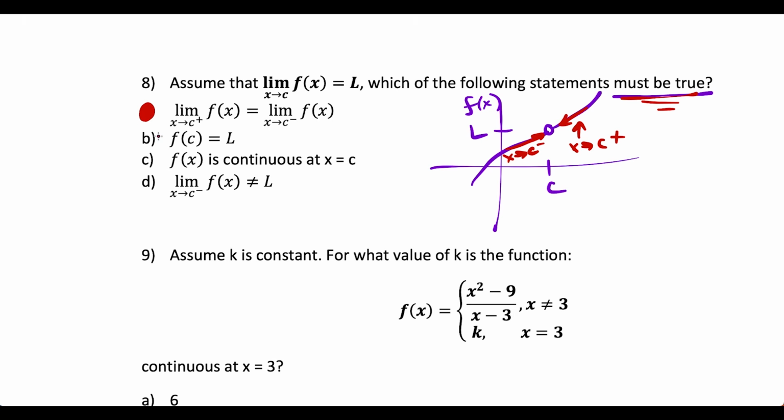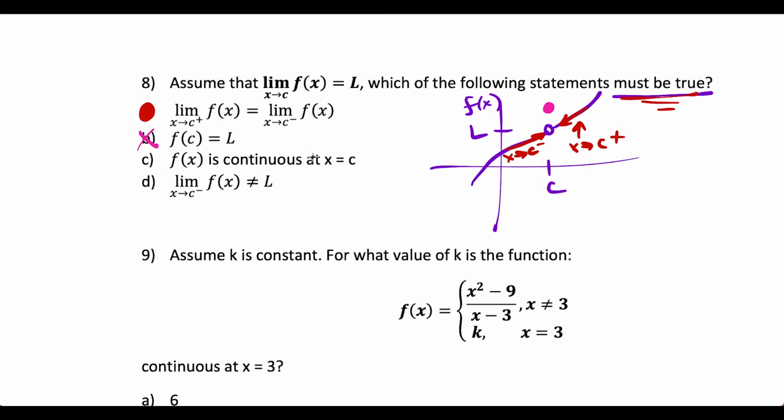So what we have here is the function value at c equals L. Well, we don't actually have to have a function value at c. We just need to be heading towards L. And I could have the function value way up here like this. And notice this is a situation where the function value doesn't equal the actual limit. So this choice is out.